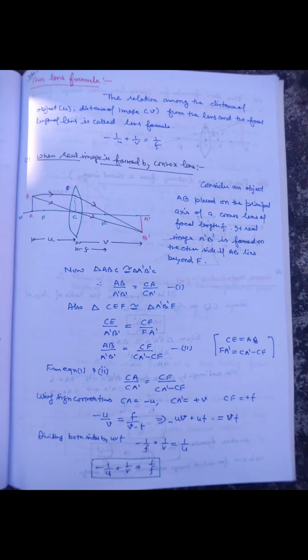The relation among the distance of the object, the distance of the image from the lens and the focal length of the lens is called the lens formula. It is the same for a convex lens or for a concave lens, whether the image is real or virtual. It can be proved in the same way as the mirror formula. In case of a lens, linear magnification is equal to minus v upon u.